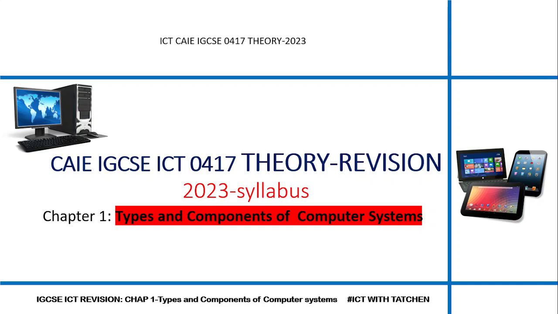Today we'll be looking at types and components of computer systems. This is the theory section of the Cambridge IGCSE ICT. Specifically, those writing exams from this year 2023, you'll find this very helpful. These are normally notes I use to update to teach my students.